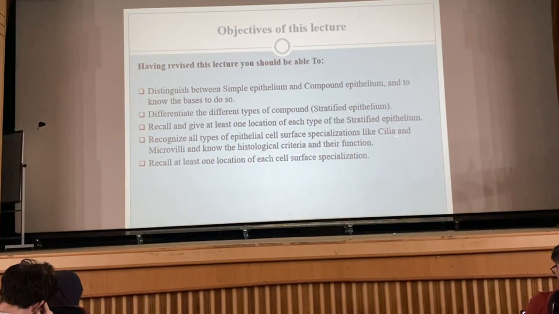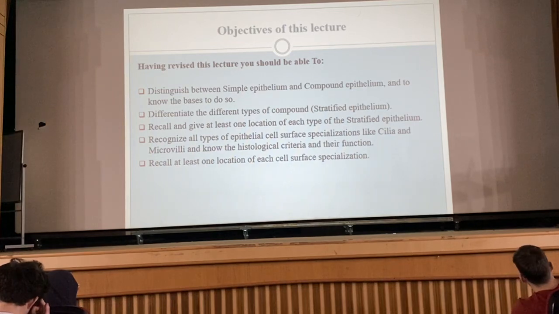For example, we have cilia, microvilli, and stereocilia, and their functions. And lastly, the location, or where these surface specializations in the particular epithelium are found, and the location for each type.